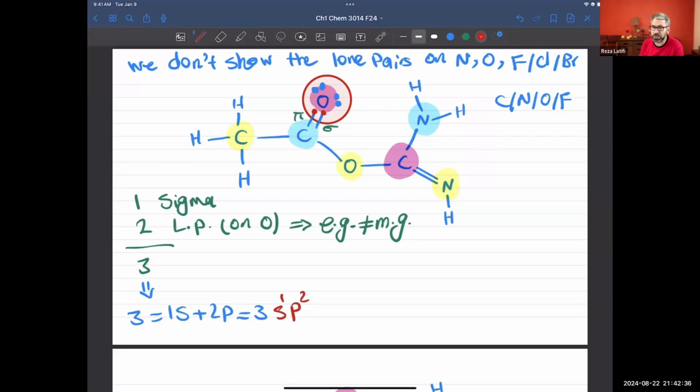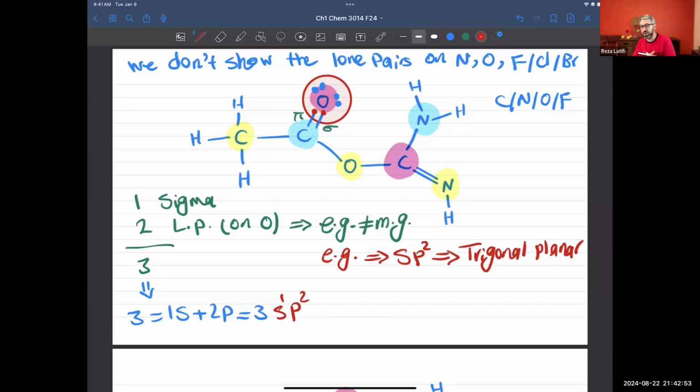But what's going to be the electron or molecular geometry? Electron geometry: because the hybridization is sp2, it must be trigonal planar. So sp2 is always going to be trigonal planar. Next, the molecular geometry. What do I see? I see an oxygen attached to carbon. What do you call it? Clearly, that's going to be linear geometry, because I see just one line. So the molecular geometry will be linear.